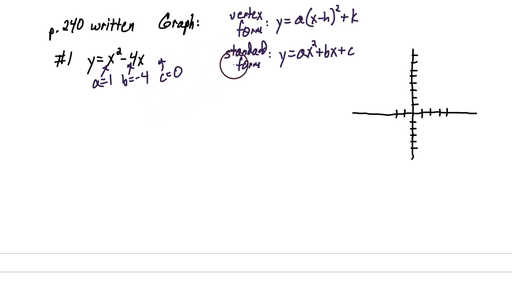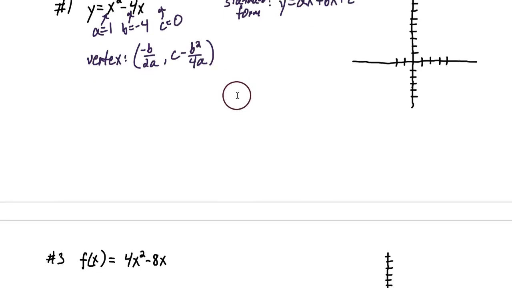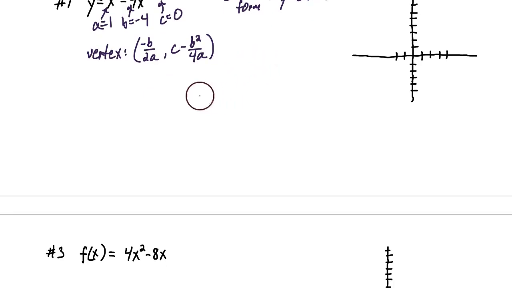When we have an equation in standard form instead of vertex form, we can still find the vertex. There's a math formula that we learned in this section. The vertex is given by the formula negative b divided by 2a, comma, c minus b squared over 4a. This formula for finding the vertex came from using completing the square to change standard form into vertex form. So let's apply the formula with the numbers that we have for a, b, and c.